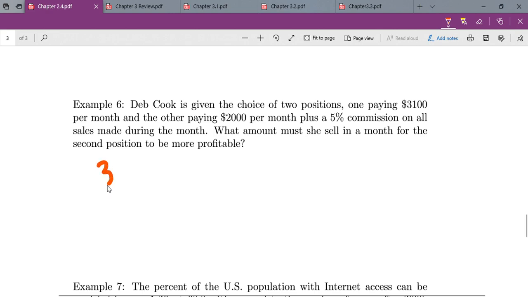Well, the first position pays out $3,100 per month.